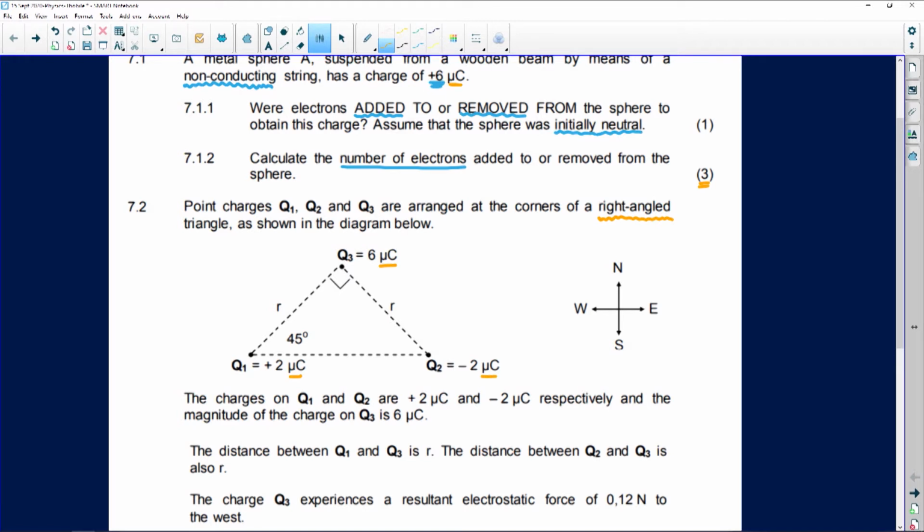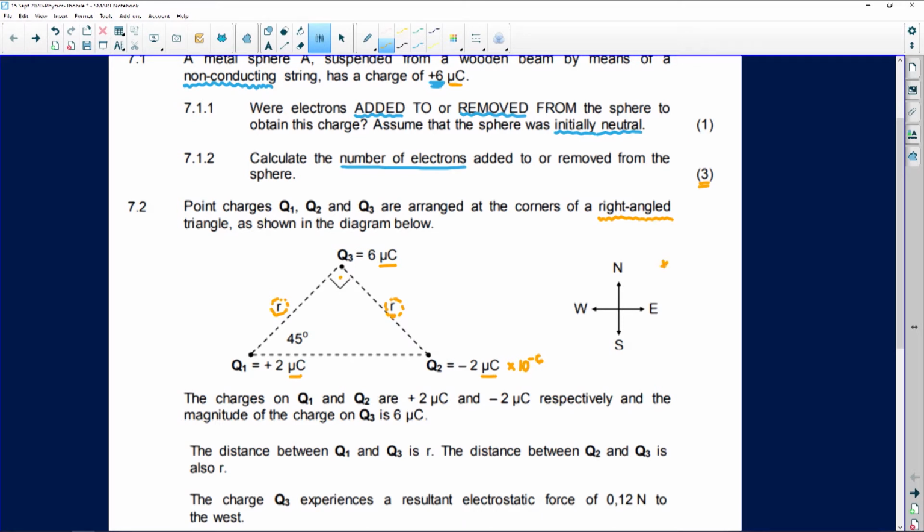Remember, to move from microcoulomb to coulomb, I must multiply by 10 to the negative 6. Do not forget. Something that I am picking up in this diagram is that R and R is exactly the same, right? And remember, R means the distance between their centers. So I know that the distance I'm going to find here is going to be equal to the distance in this direction. I also see that this makes an angle of 45, and I see my right-angled triangle there.